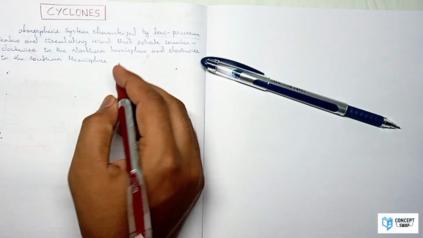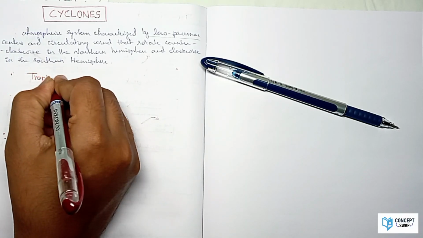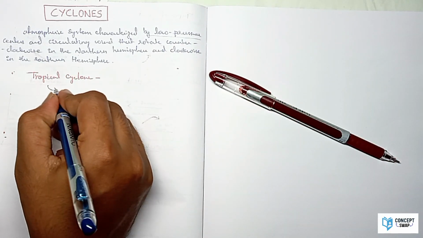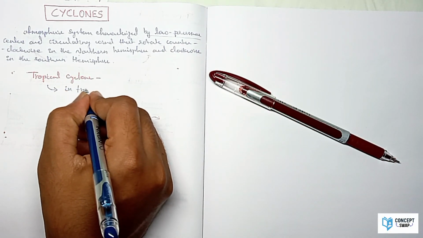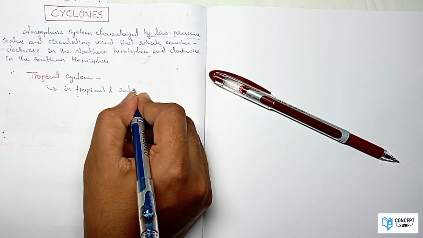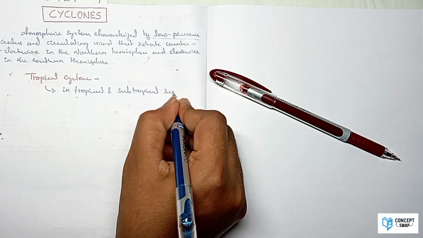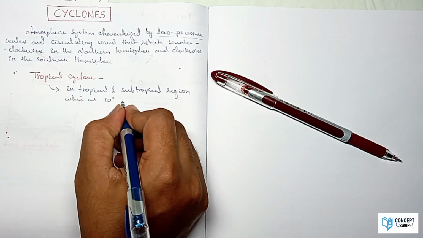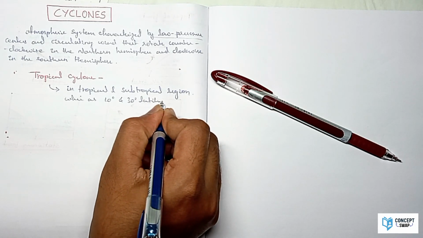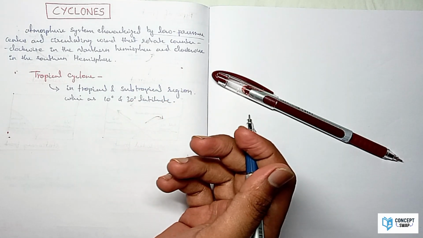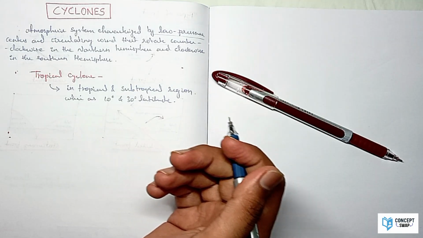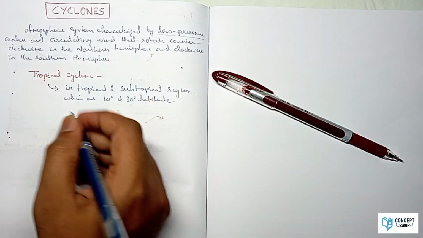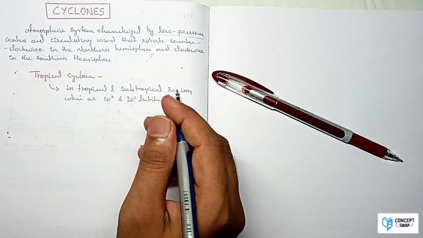Okay, let's discuss tropical cyclone. What is a tropical cyclone? A tropical cyclone primarily occurs in tropical and subtropical regions, between 10-degree and 30-degree latitude. They are most common in the Atlantic Ocean, the northern Pacific Ocean and the northwest Pacific Ocean. It is the main characteristic.